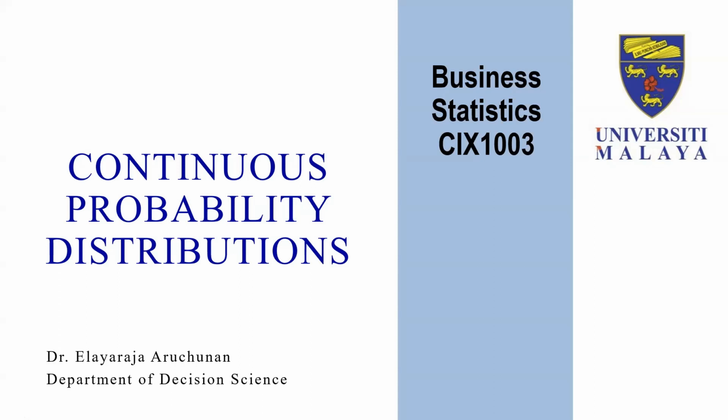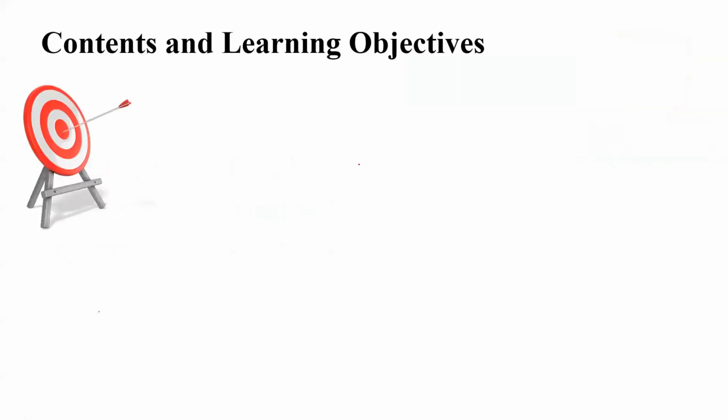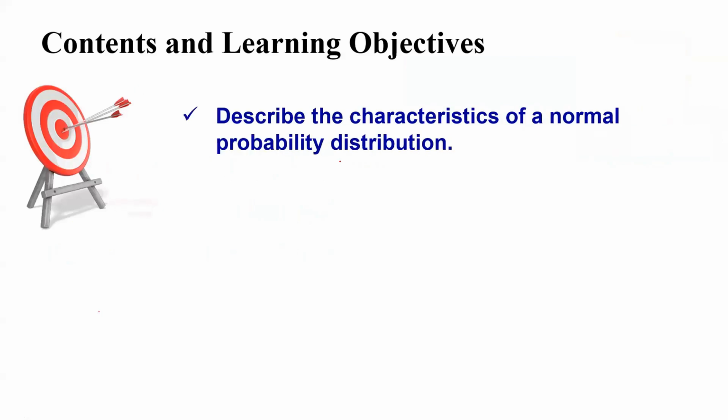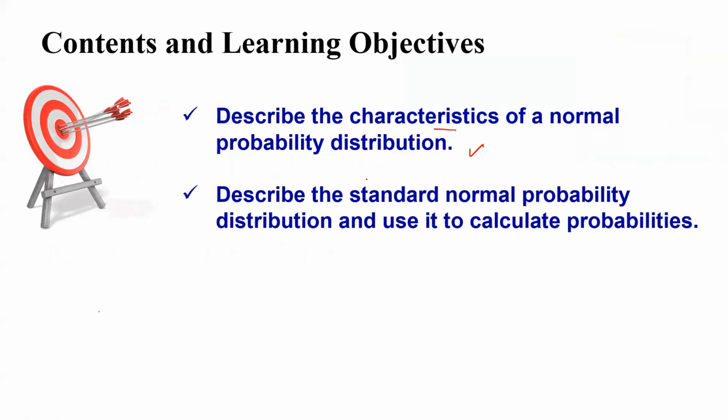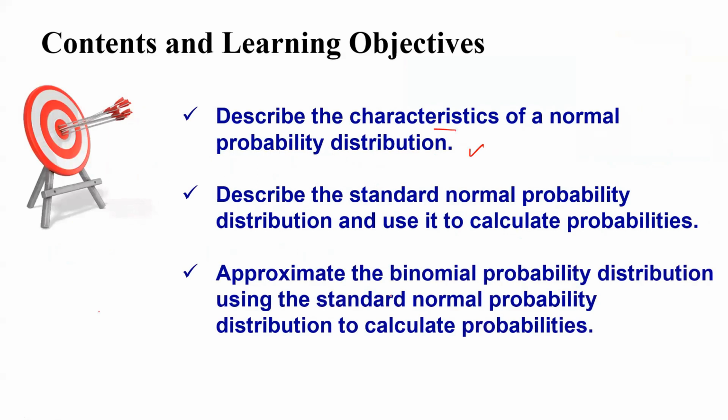In this lecture, we're going to discuss continuous probability distribution, or what we also call the normal distribution. Today's lecture will mainly cover how to describe the characteristics of the normal probability distribution. Then we're going to discuss the standard normal probability distribution and how to calculate probabilities, as well as approximate the binomial probability distribution using the standard normal probability distribution in order to calculate probabilities. So these are the three main things we're going to discuss in this lecture.